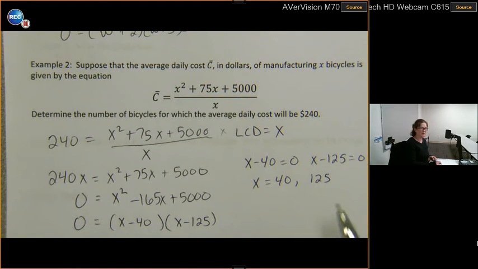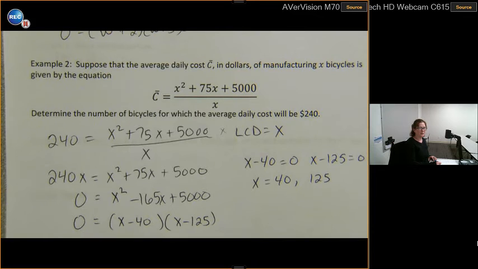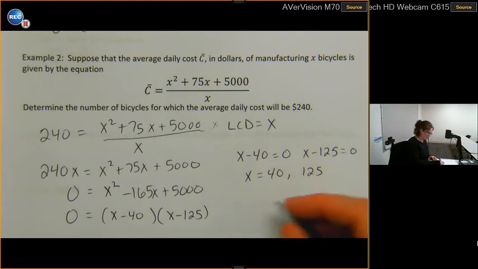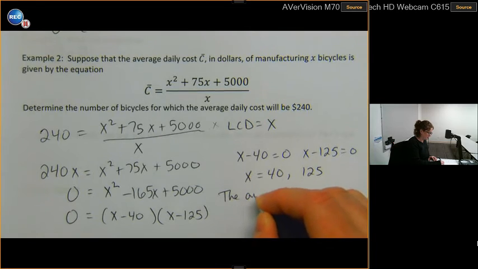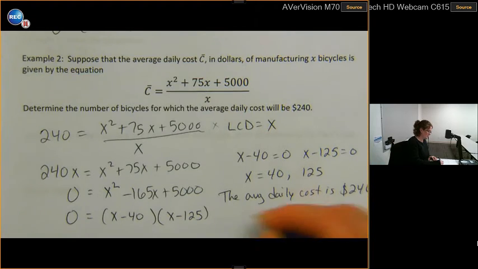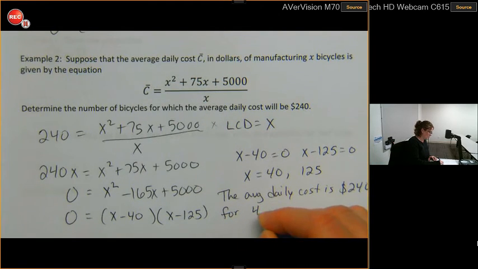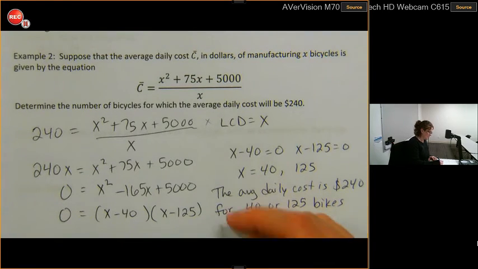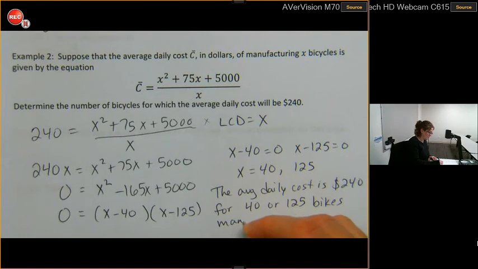So the question was to determine the number of bicycles for which the average daily cost will be 240. So the average daily cost is 240 when 40 or 125 bikes are manufactured.